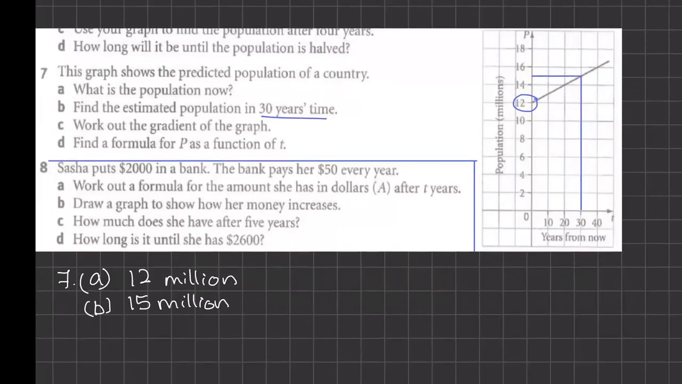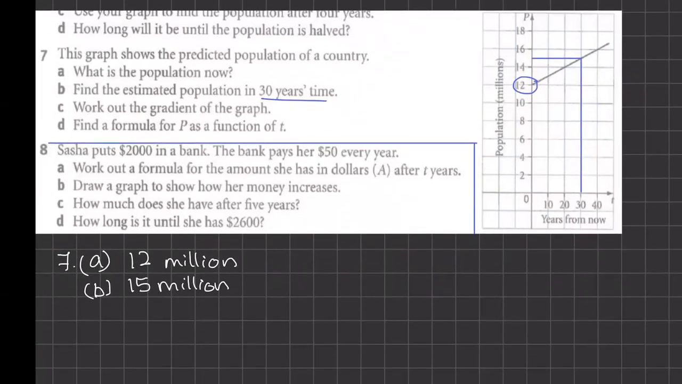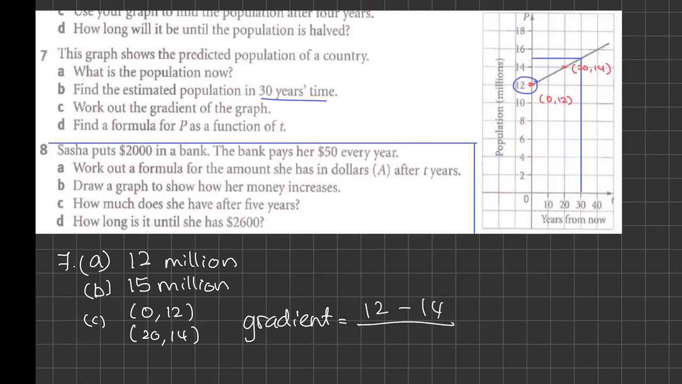Work out the gradient of the graph. Well, gradient of the graph, we can just use it. So I'll just pick 2 points. I like the points here and here. So the point here will be 0, 12. The other point here will be 20, 14. Like I said, find the gradient. Just use y2 minus y1 over x2 minus x1. So 0, 12 and 20, 14. Do not put your x at the top, okay? So your gradient will be, just take the first one, 12 minus 14 over 0 minus 20. You get -2 over -20, which is 1 over 10. Because negative and negative, when you divide it, it becomes positive.